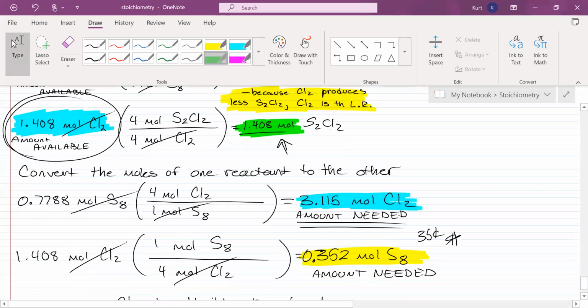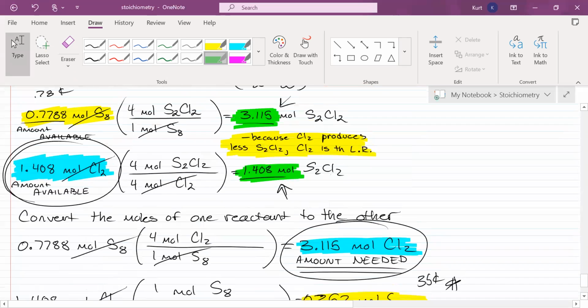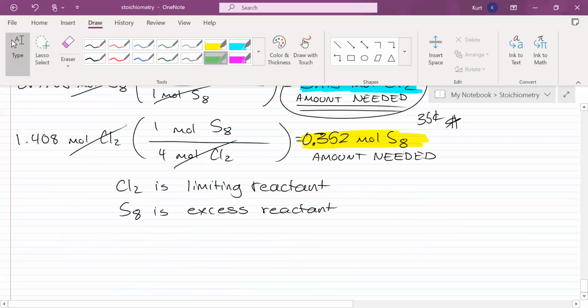The other method is to convert one of the reactants to the other. If we use 0.7788 moles of sulfur, we will produce 3.115 moles of chlorine. This is the amount of chlorine that we need. Up here is the amount of chlorine that we have. 1.408 is how much we have. We need 3.115. It's not enough. So chlorine is your limiting reactant, and sulfur is your excess reactant.